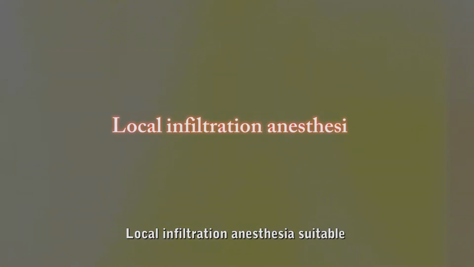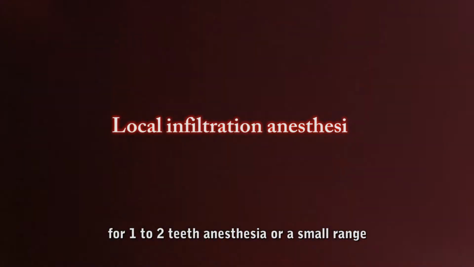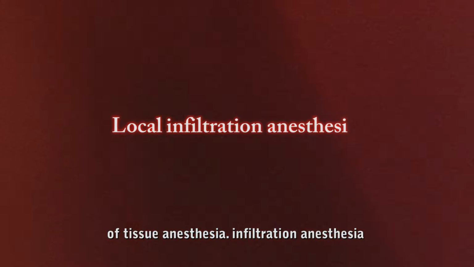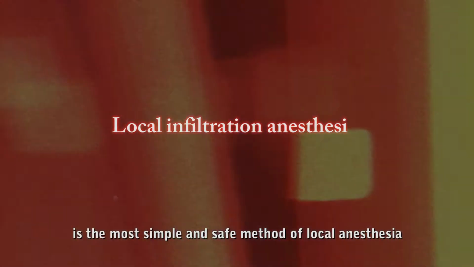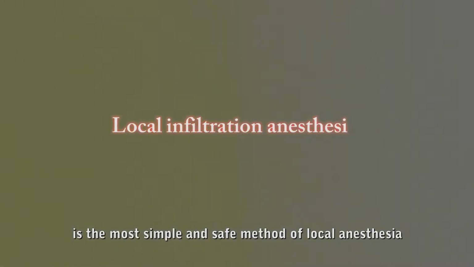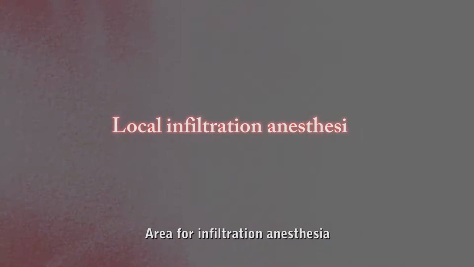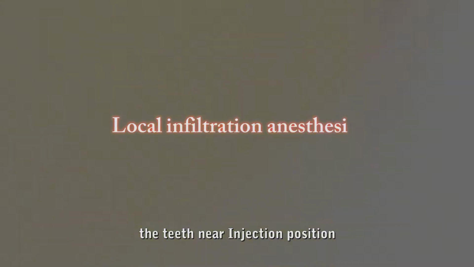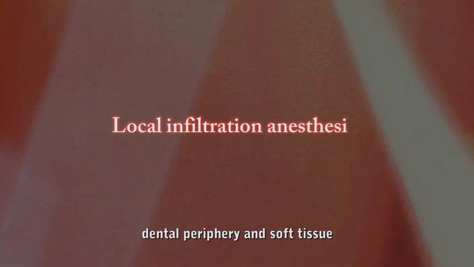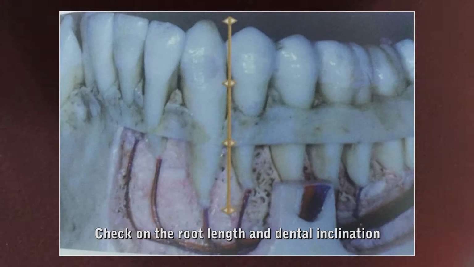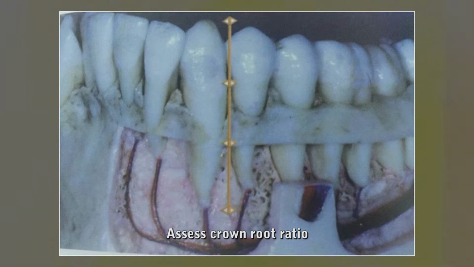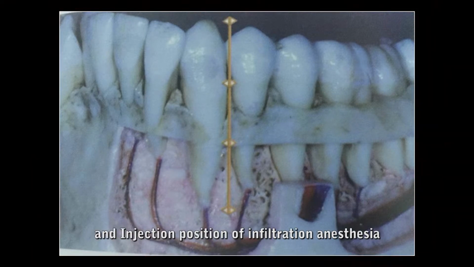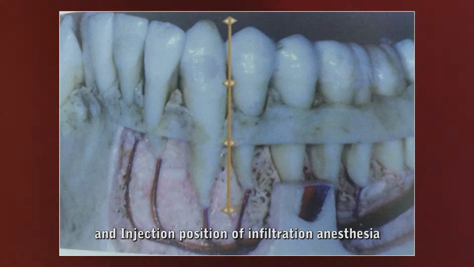Local infiltration anesthesia is suitable for anesthesia of 1 to 2 teeth or a small range of tissue. Infiltration anesthesia is the simplest and safest method of local anesthesia. Area for infiltration anesthesia: anesthetized teeth, the teeth near the injection position, dental periphery, and soft tissue. Check the root length and dental inclination. Assess the crown-root ratio, which can help decide the best puncture position and injection position of infiltration anesthesia.